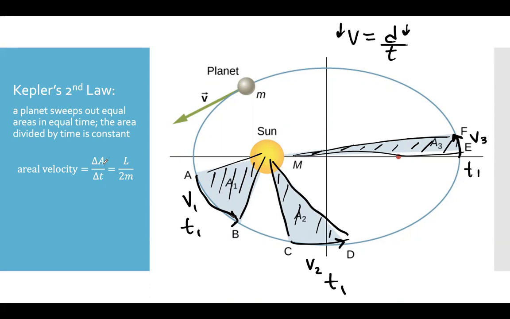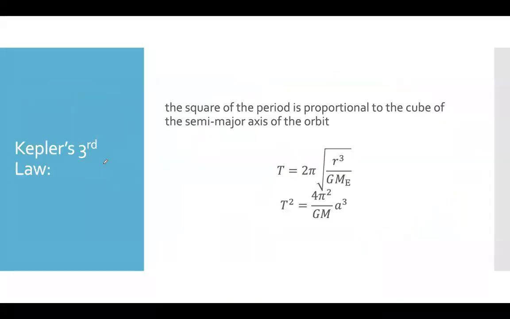Okay. So Kepler's second law is pretty interesting and pretty important here. Now we look at Kepler. I don't know why I keep saying Newton. Kepler's third law states that the square of the period is proportional to the cube of the semi-major axis of the orbit. So T squared is equal to 4 pi squared over GM times a cubed, where a cubed is that semi-major axis of the orbit.